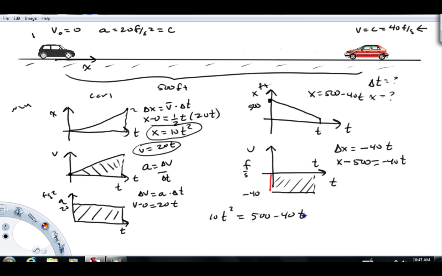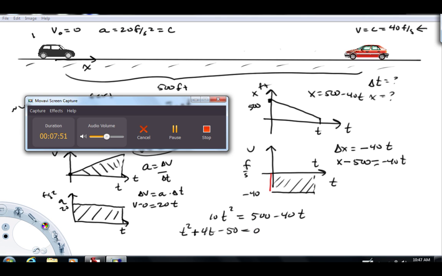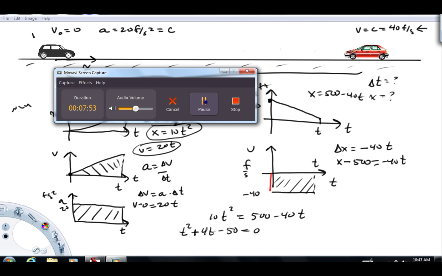So I'm going to take a moment here and solve that. First, I'm going to note that everything's divisible by 10. So I'm going to rewrite that. I'm going to divide everything by 10, move everything over to the left, and that's going to give us t squared plus 4t minus 50 equals 0. I'll pause this and get a calculator to wash that through the quadratic.